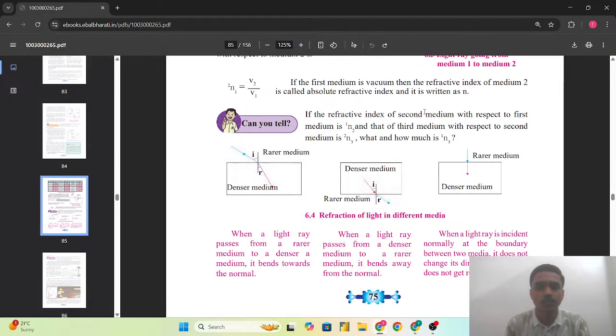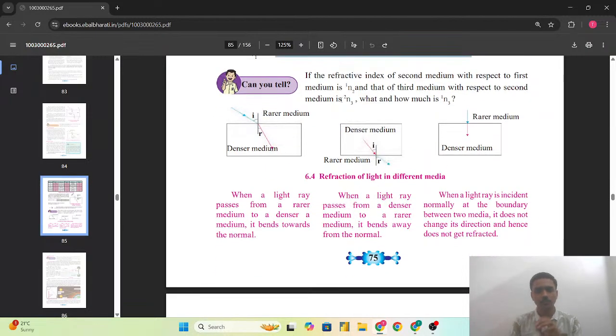This is simple. So if the first medium is vacuum, then the refractive index of medium 2 is called the absolute refractive index and it is written as n. If the refractive index of the second medium with respect to the first medium is n21, and that of the third medium with respect to the second medium is n32, then how is n31 given?